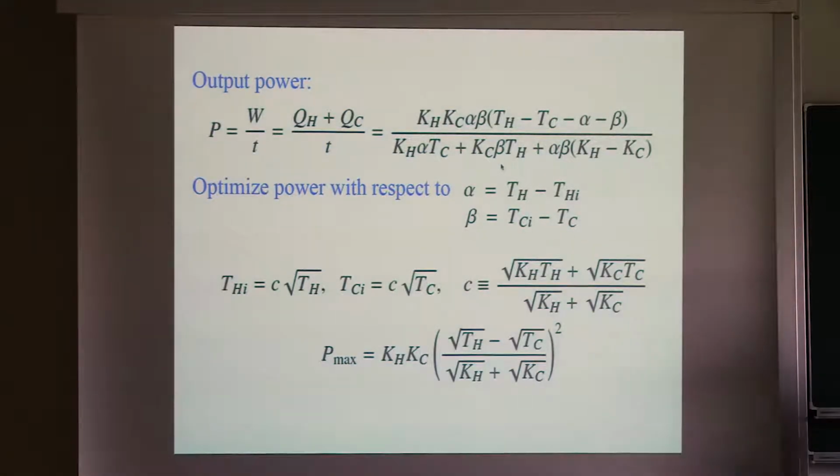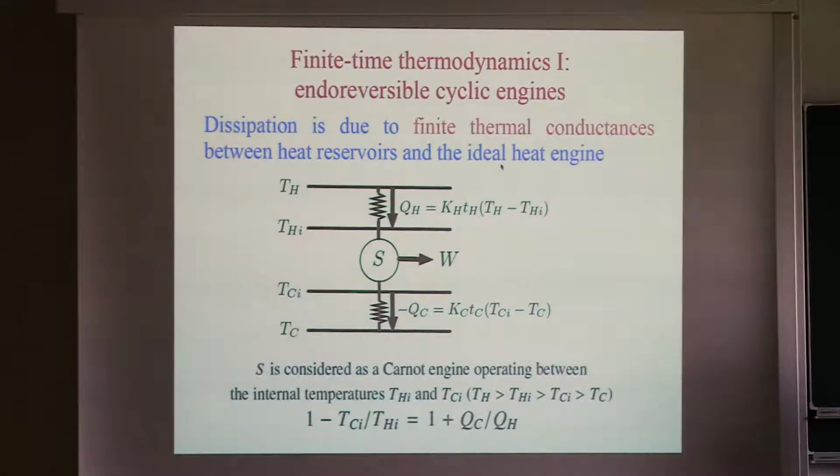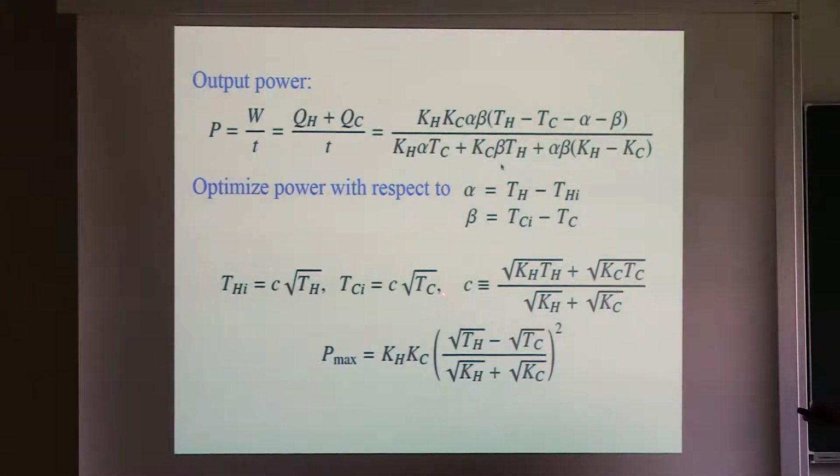Then you can compute the power output and you get this expression. Now you want to optimize. You can look at the differences between bath and internal temperatures. If these differences go to zero, then heat exchanges are infinitely slow and you get zero power. On the other hand, if the internal temperatures become coincident, then internally you have cycles with infinitesimal temperature difference, and so again zero power. In between, you can optimize power with respect to this temperature difference between internal and external temperatures. You get an expression for the optimal internal temperatures and for the maximal power.